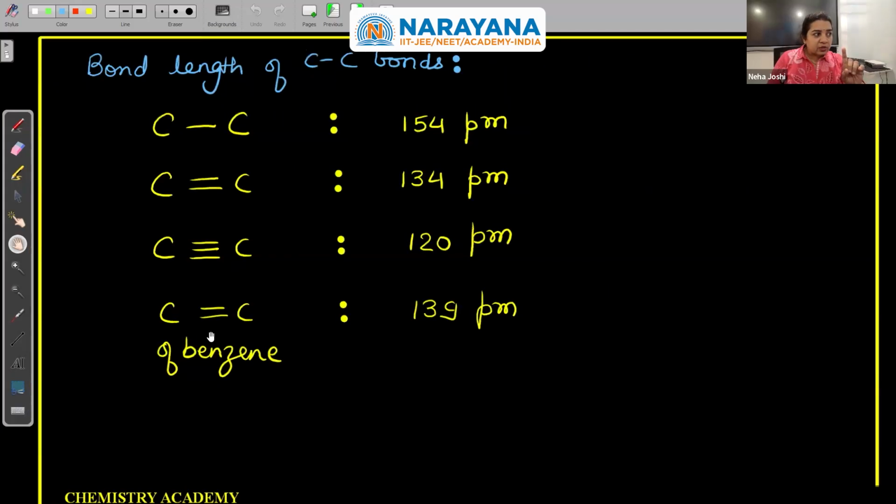Please write these bond lengths somewhere in your notes. If you already have, very good. If you don't, then please write. Carbon single bond carbon is 154, carbon double bond carbon is 134 picometer, triple bond is 120, and the bond in benzene is found to be 139 picometer, which is certainly intermediate between single and double. Okay, done.